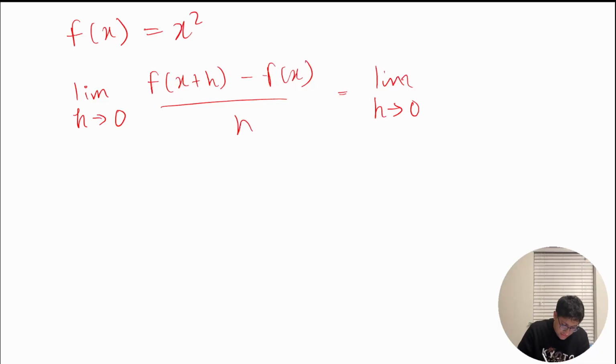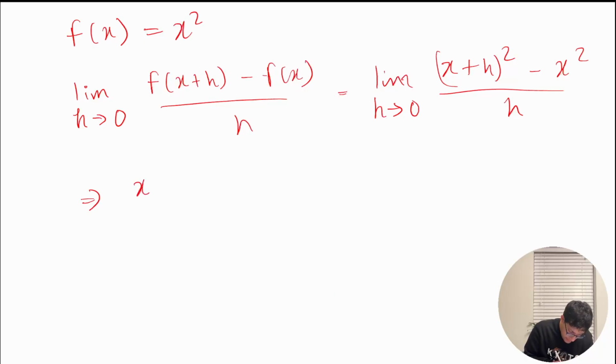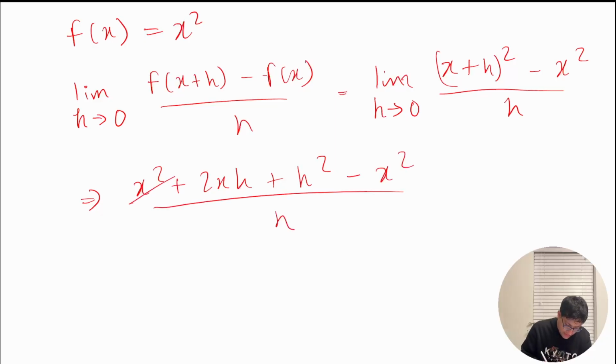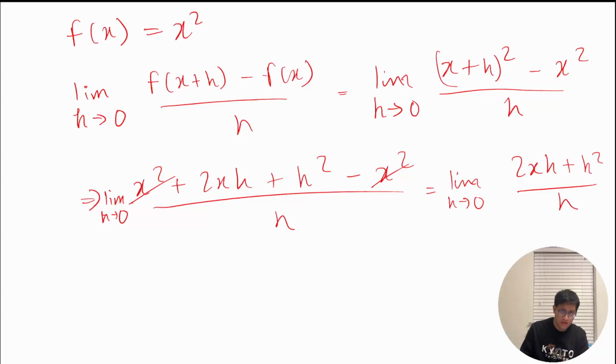So as h is tending to 0, we'll get x plus h all squared minus x squared, over h. This will lead to x squared plus 2xh plus h squared, minus x squared, all over h, and never forget the limit as h tends to 0. And this will lead to the limit as h tends to 0 of 2xh plus h squared, over h.